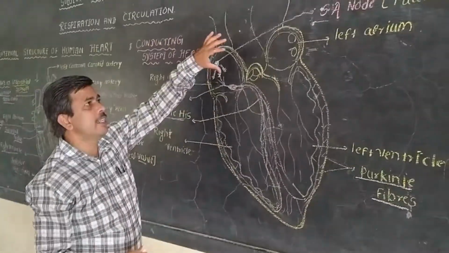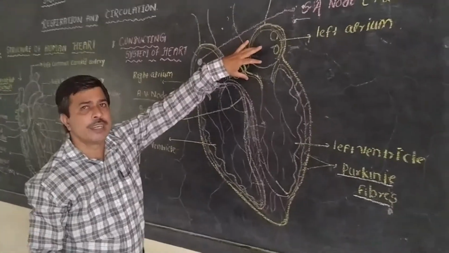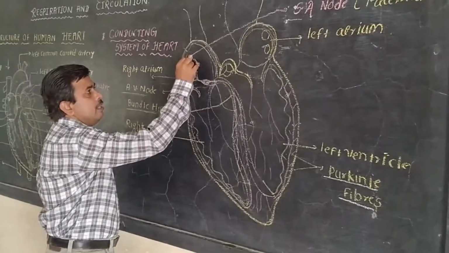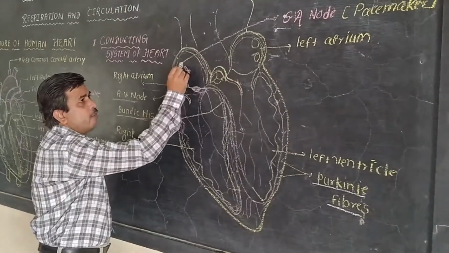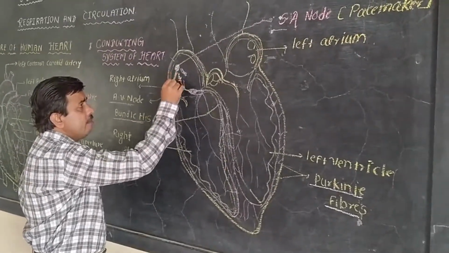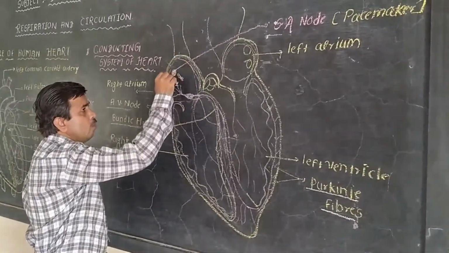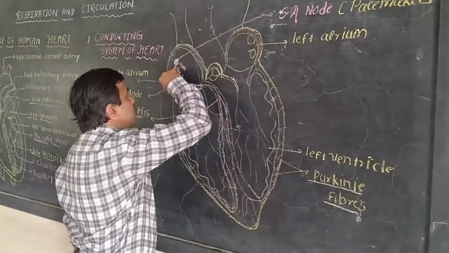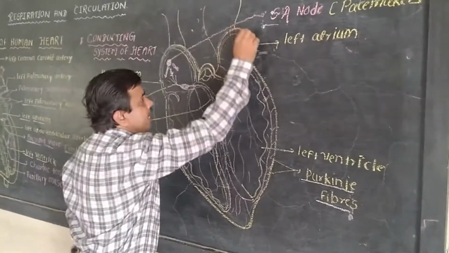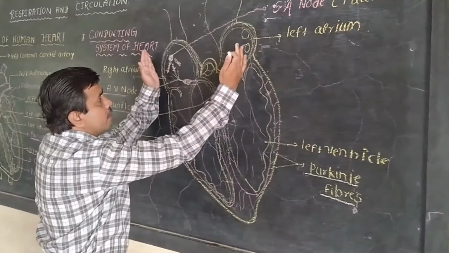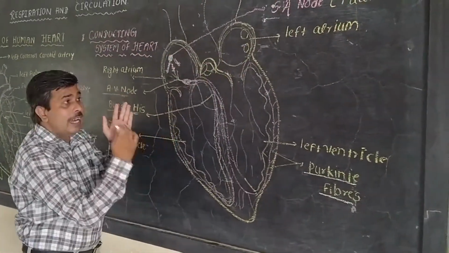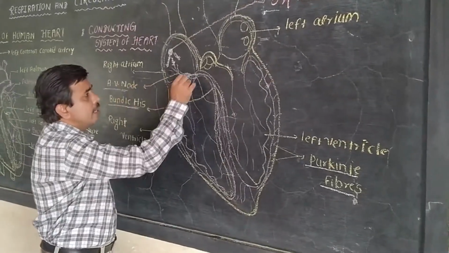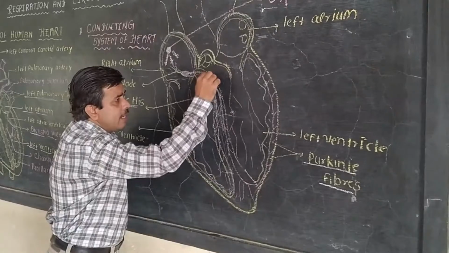Firstly, the atrium is contracted. How is the atrium contracted? The wave of contraction is initiated from the SA node, and then this wave of contraction spreads through the wall of the atria, first the right atrium and then the left atrium. As a result, the atrium is contracted, and then this wave of contraction is received by the AV node, and it spreads.